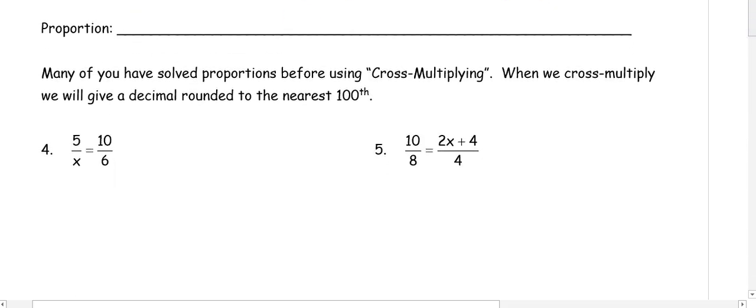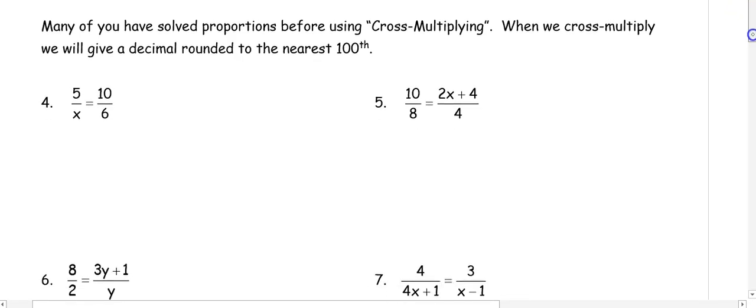So a proportion then is 2 equivalent ratios. And when we're going to solve a proportion, we're going to use cross multiplying. If we ever get a decimal, we're going to round to the nearest hundredth, which remember is 2 decimal places.